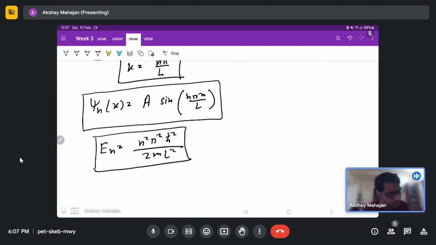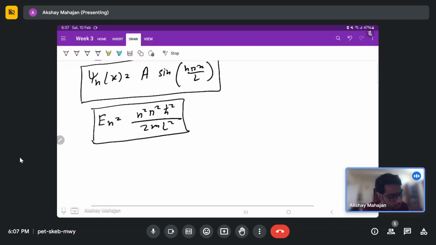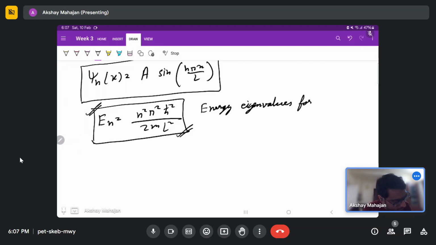I have not normalized the wave function. You can normalize it as well. There will be another question on particle in a box, so I will normalize it there. But basically for this problem, what we need is just this eigenvalue. Alright, so we just need this eigenvalue of particle in a box. Okay, this is the energy eigenvalue for a 1D particle in a box. Okay, simple particle in a box problem.